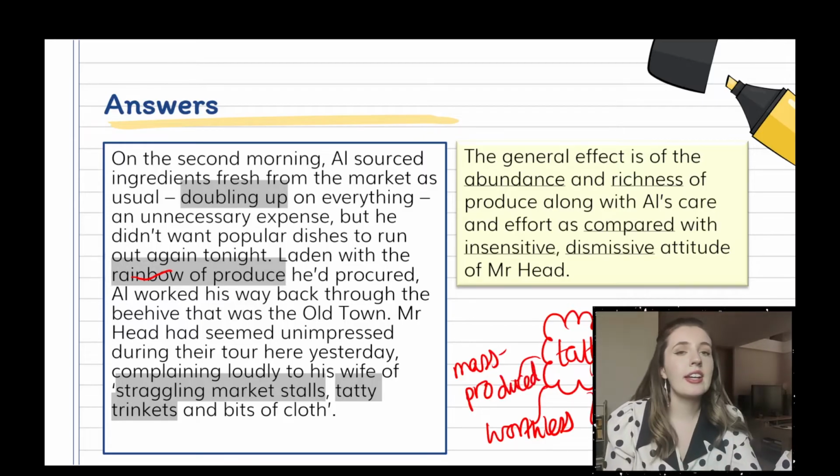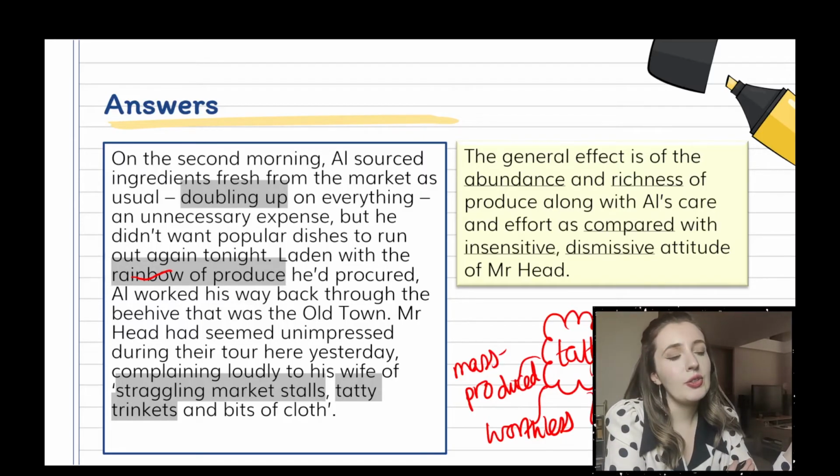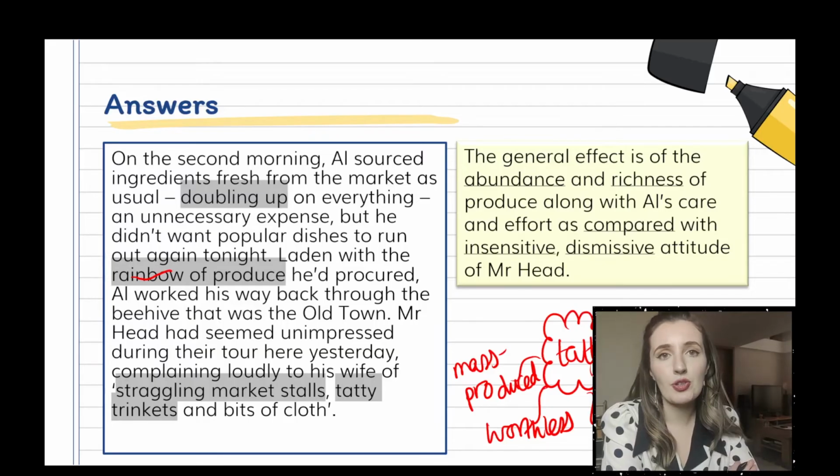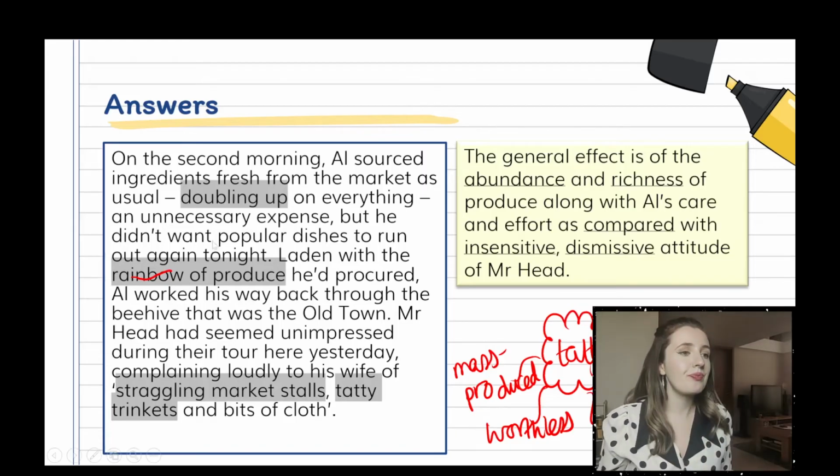and so I would say, so versus Mr. Head, who's talking about tatty trinkets, the word tatty has got connotations of easily broken, trash, something being worthless and mass-produced, which shows and emphasises how Mr. Head doesn't really appreciate what a special place he's in. He's not looking at things clearly. He's not being appreciative of all of the efforts that Al is going to for him. So that would be how I would analyse that quote right there.